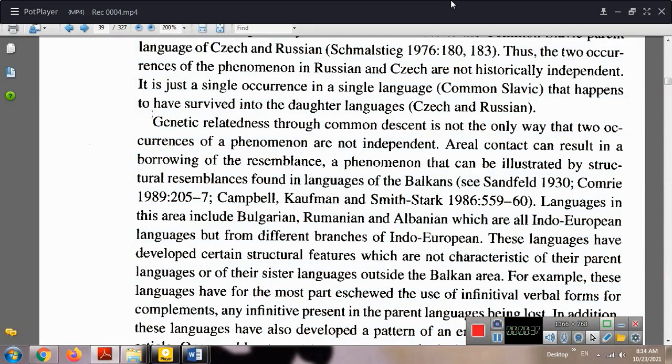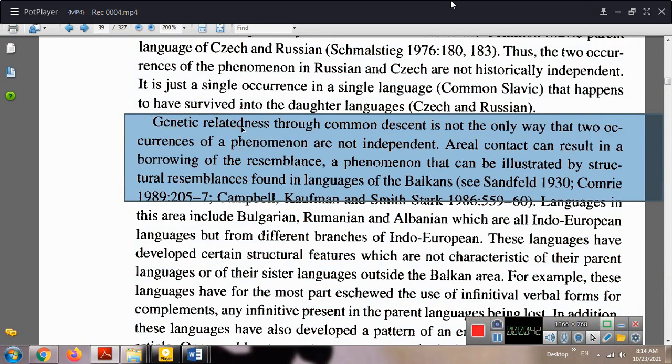Okay, I want to repeat it again. Genetic relatedness through common descent is not the only way that two occurrences of a phenomenon are not independent. A real contact can result in borrowing of the resemblance. Their contact results in resemblance, not their genetic relatedness. A phenomenon that can be illustrated by structural resemblances found in languages of Balkans.